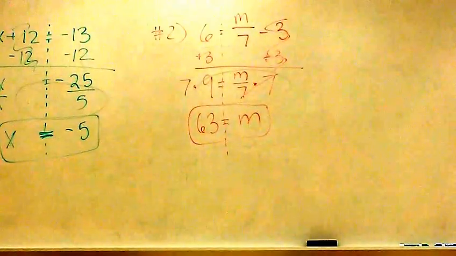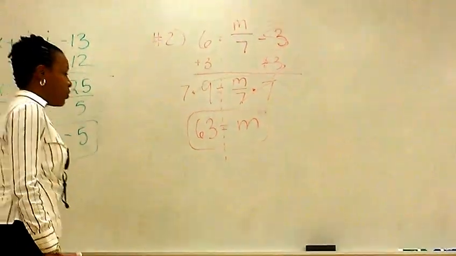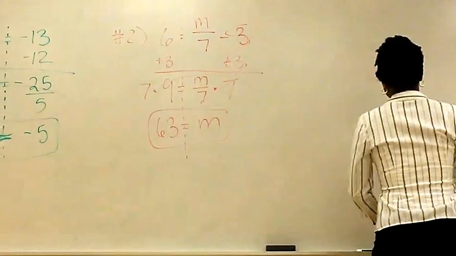Let's see then. Now I've got to do number 3. That's the hard one. And number 4. y minus 1 over 4 equals negative 2.